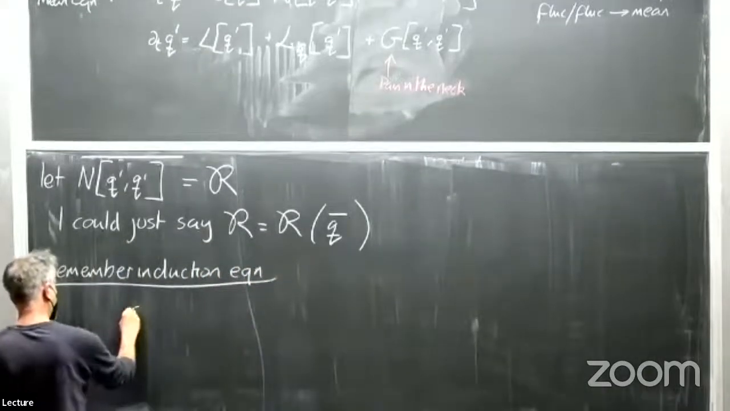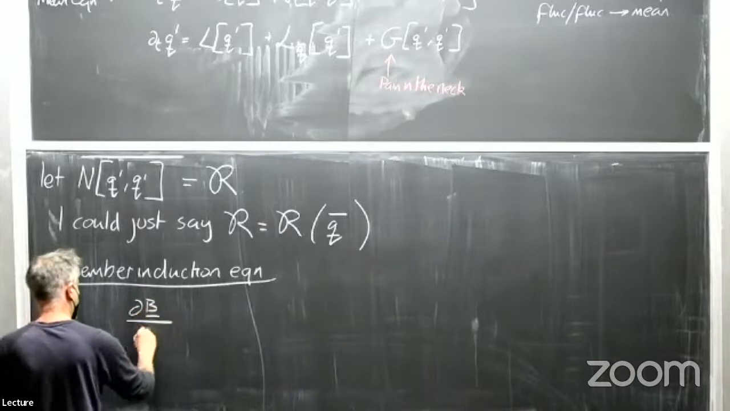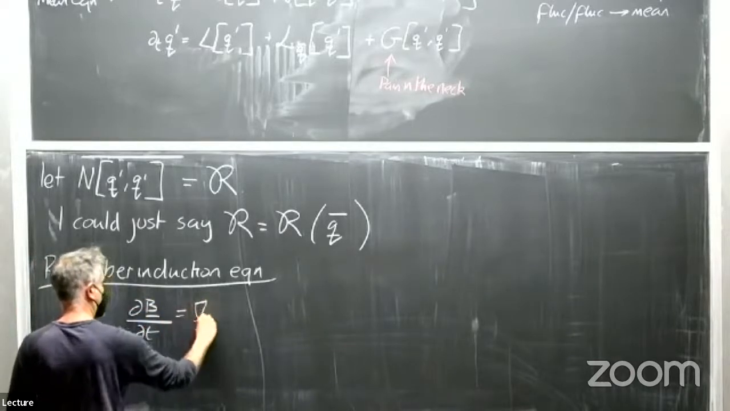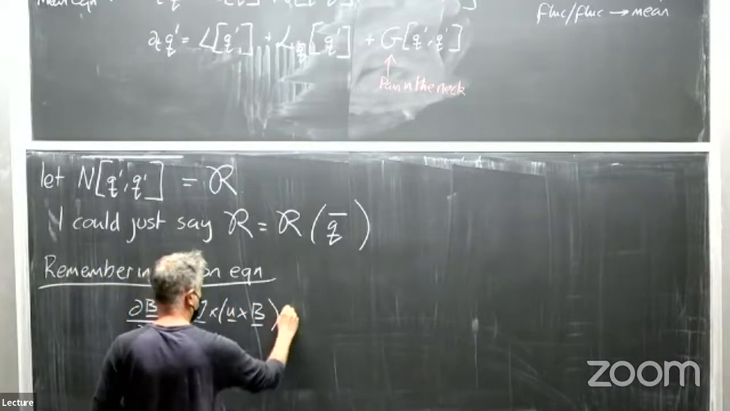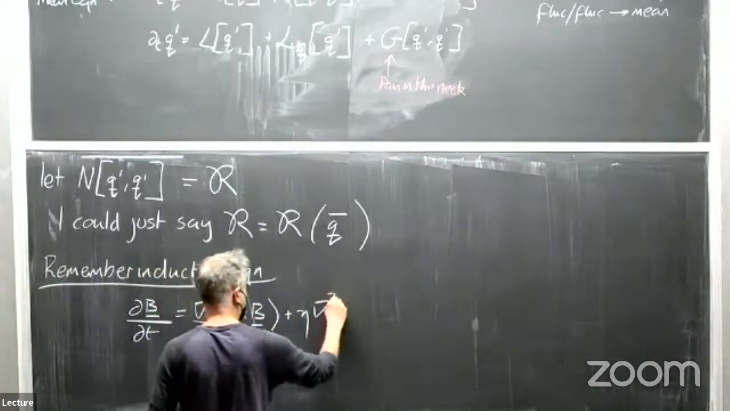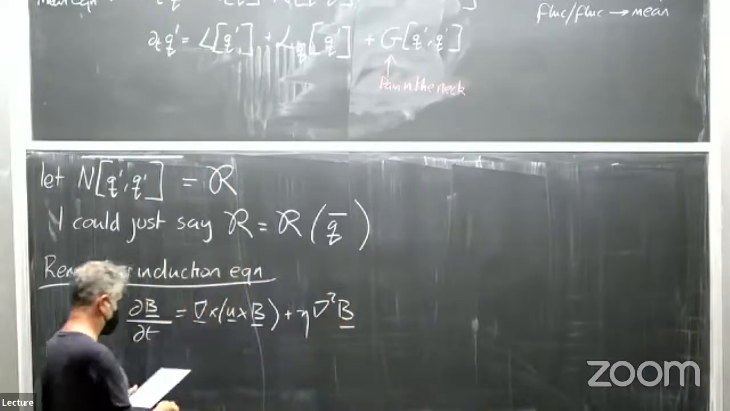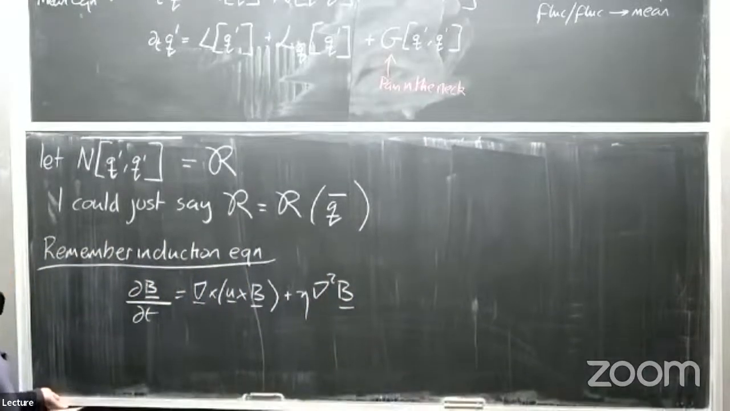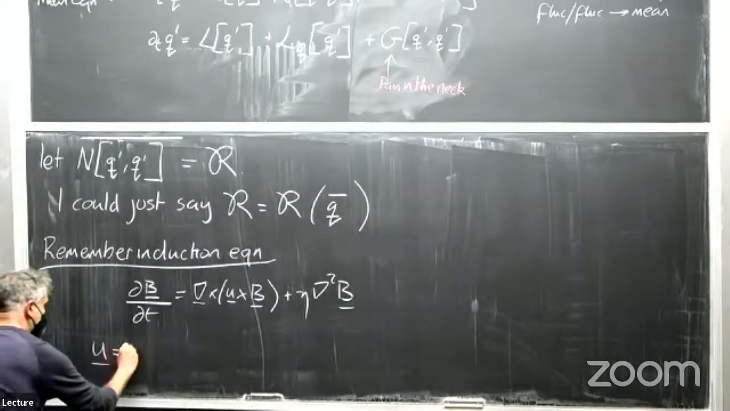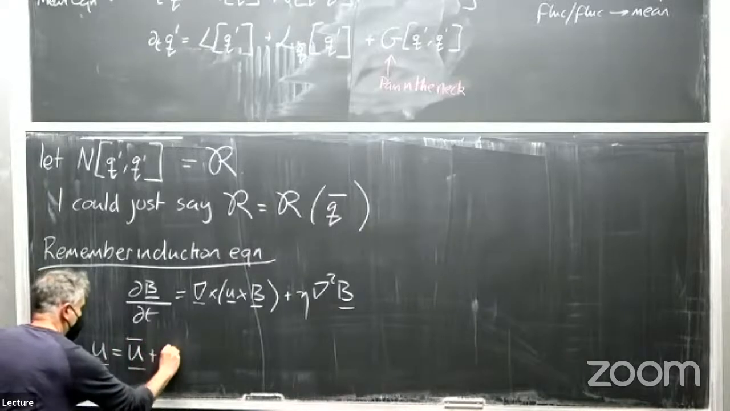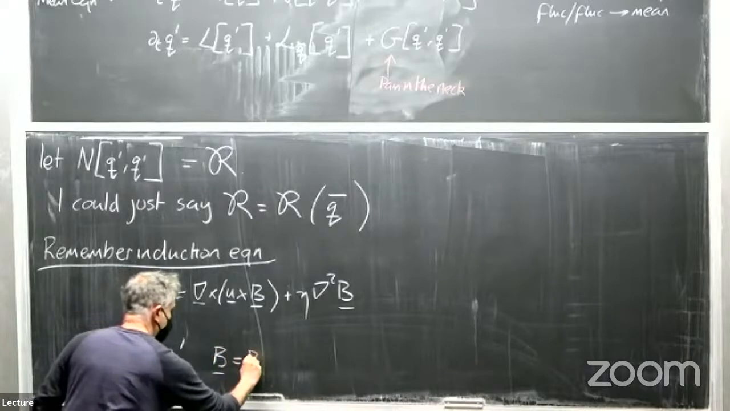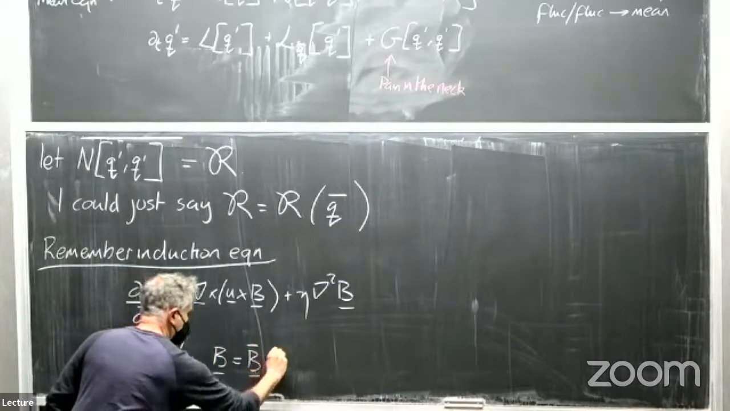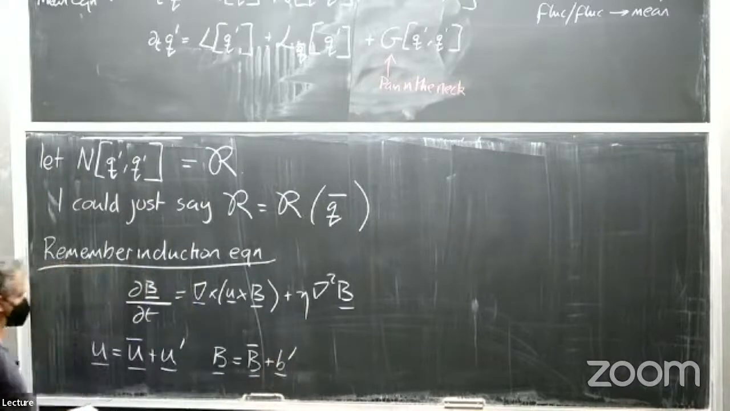Which looks like this. And I'm going to do exactly what I did before. I'm going to do a Reynolds decomposition. So I'm going to say U is U bar plus U prime, and B is B bar plus B prime. Okay.